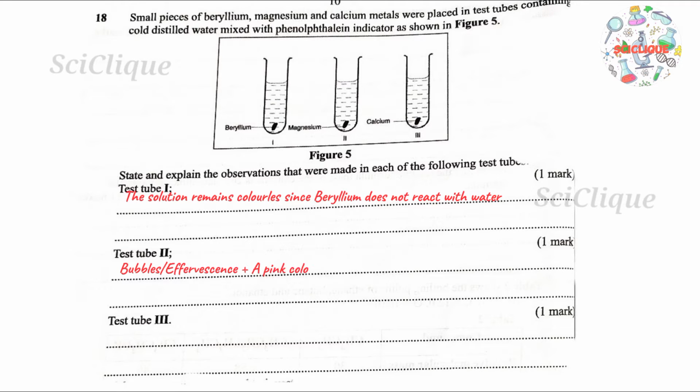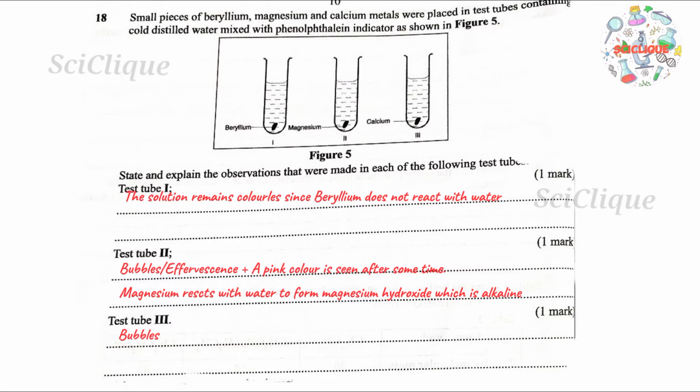Now moving on to test tube 2, we are going to see bubbles, effervescence, because there's going to be hydrogen gas being produced, and we're also going to see a pink color formed after some time. The reason for this is because magnesium will react with water to form magnesium hydroxide, which is a basic solution. Now the reaction is going to be a bit slow because magnesium reacts slowly with water. Test tube 3, we are going to have bubbles, effervescence, and the solution will also turn pink. The reaction will also be faster compared to that of magnesium.